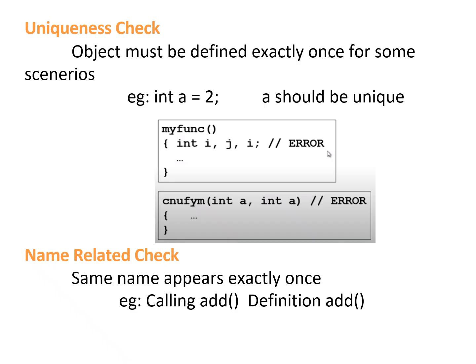Next is the name related check, which means that if you have a function with some name, whenever you call that function, it should be called under that name, not under some other name. Such a process is called static type checking. These things occur during the compile time of your process.